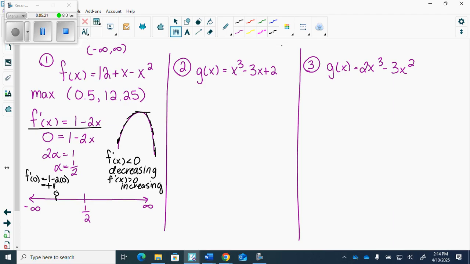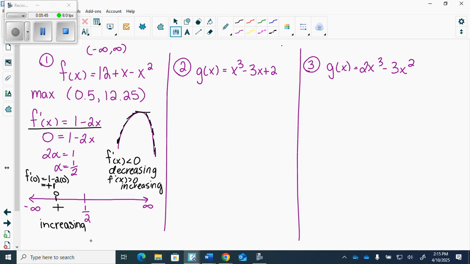Every value that I pick between negative infinity and 1/2 that I plug into the first derivative will come out as positive in that area. So if it comes out as positive in that area, what's happening between these two values? The graph is doing what? Increasing. Wherever the f prime is greater than 0, it's increasing. So I know it's increasing here.